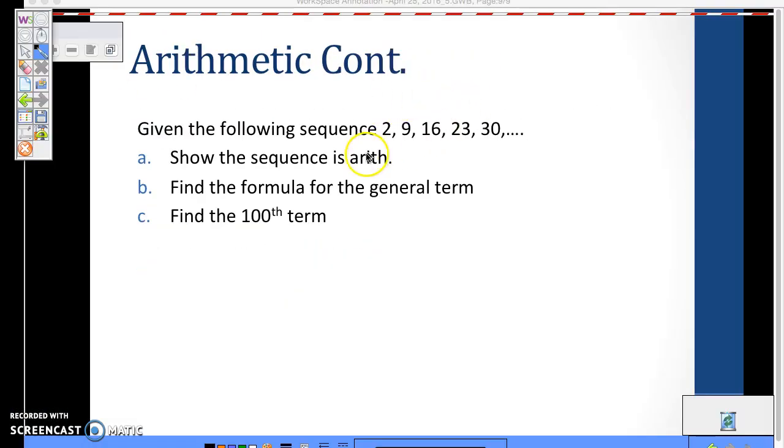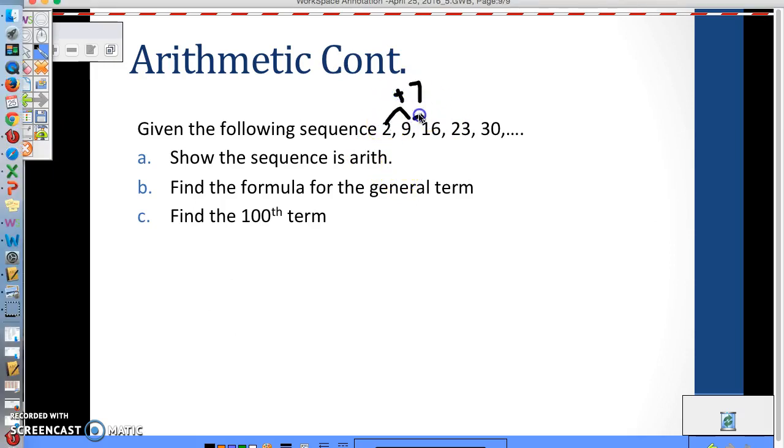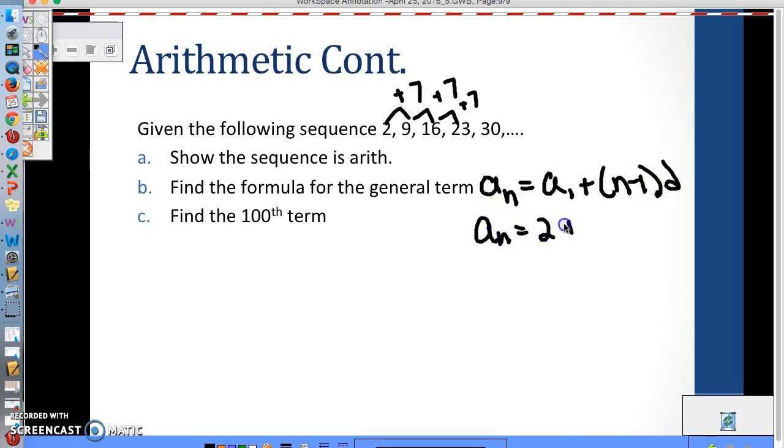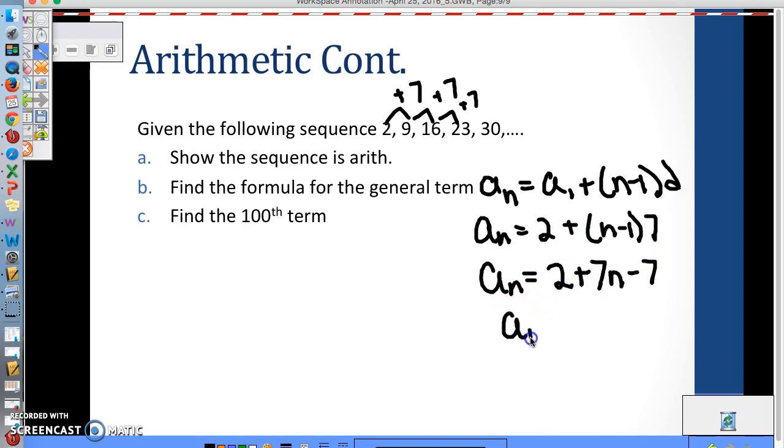Now, this next one here, given the sequence, show that it's arithmetic. Well, each time we're adding 7. Find the formula for the sequence. Some of you might like to use that formula we were given, a sub 1 plus n minus 1 times your difference. So a sub n equals 2 plus n minus 1 times 7. And if we distribute there, 2 plus 7n minus 7, so we have -5 plus 7n.